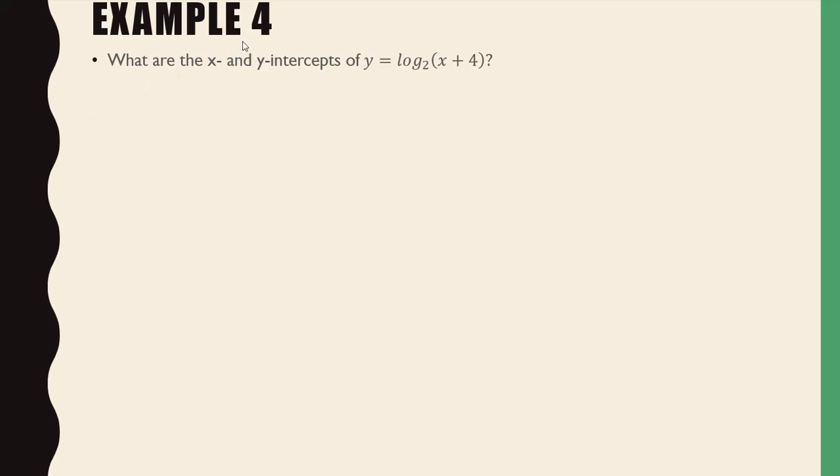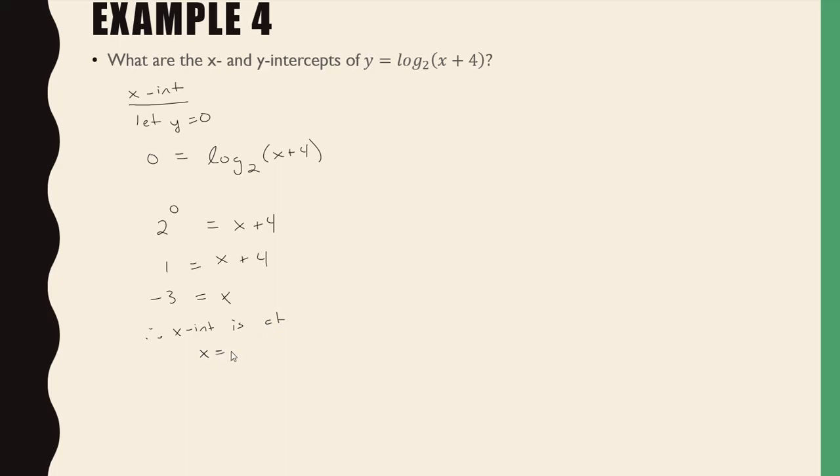Example 4. What are the x and y intercepts of y equals log base 2 of (x plus 4)? All right, you've done this lots since grade 10. So for my x-intercept, I'm going to let y equal 0 and solve. So we have 0 equals log base 2 of (x plus 4). I'm going to turn that into exponential form. So 2 to the power of 0 equals x plus 4. Well, 2 to the power of 0 is 1. So then we get 1 equals x plus 4. We're going to subtract 4 off both sides. We get negative 3. So therefore, our x-intercept is at x equals negative 3.